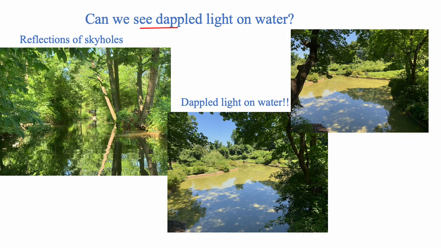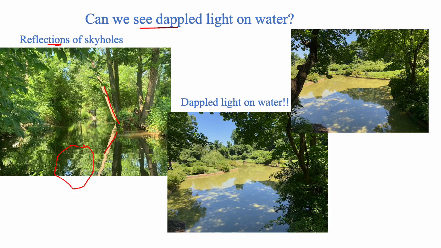Can we see dappled light on water? Well, usually we see reflections on water, like the reflection of this trunk. And these are reflections of sky holes. We can see dappled light on water in the few situations where we can see shadows on water.